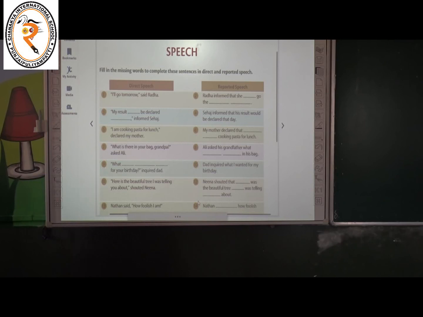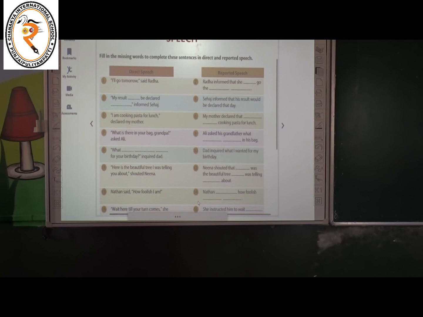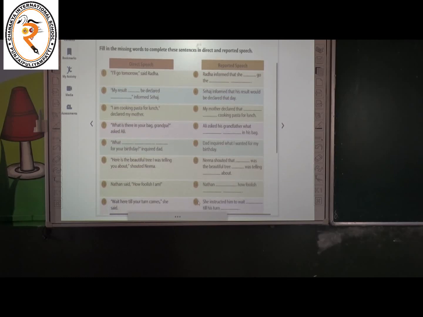I am cooking pasta for lunch, declared my mother. So what is the direct speech? I am cooking pasta for lunch, declared my mother. So what will come in the reported speech? My mother declared that she was cooking pasta for lunch. So what will come in the fill up? The first fill up is she, and the second fill up is was. Okay. And see the seventh one.